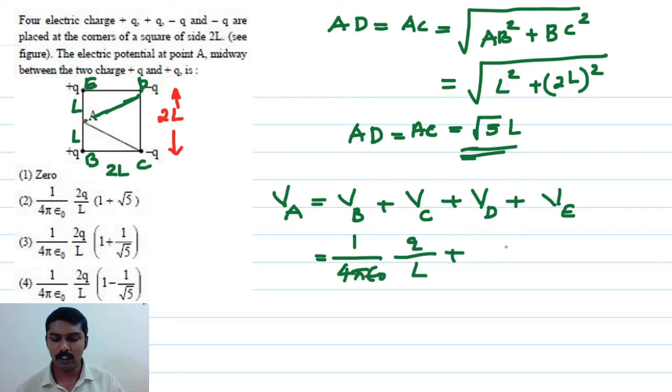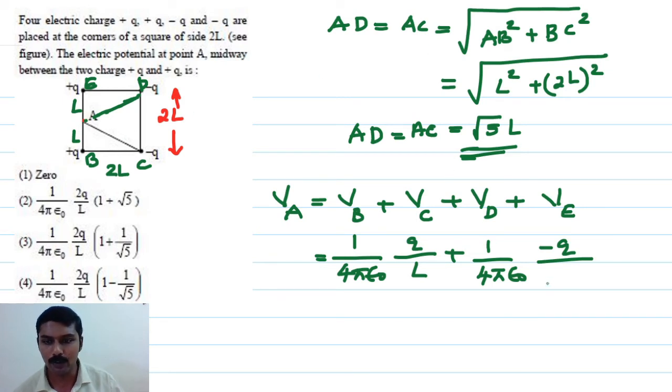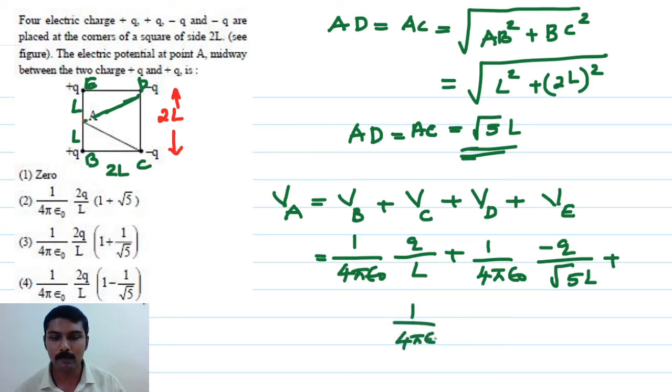Plus, similarly, the potential at the point C, where the distance is AC. So 1 by 4 pi epsilon naught. It is a minus charge, so minus Q divided by the distance. This distance, as you already know, we have calculated as root 5 times L. Plus the remaining: the potential at the point A because of the charge minus Q at the point D. So you get 1 by 4 pi epsilon naught, minus Q divided by the distance.